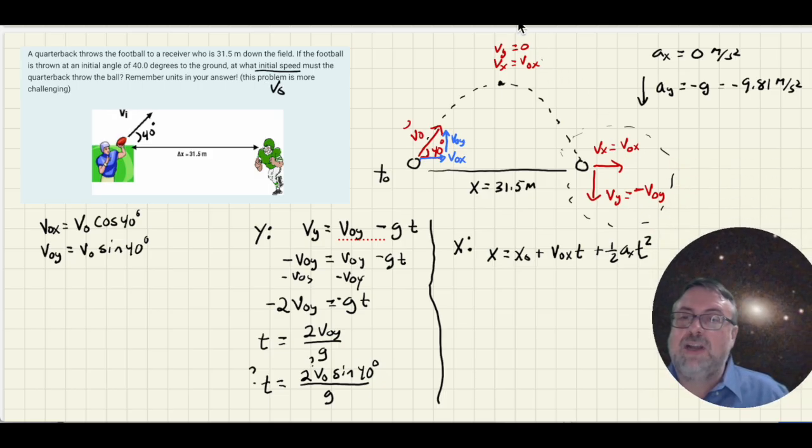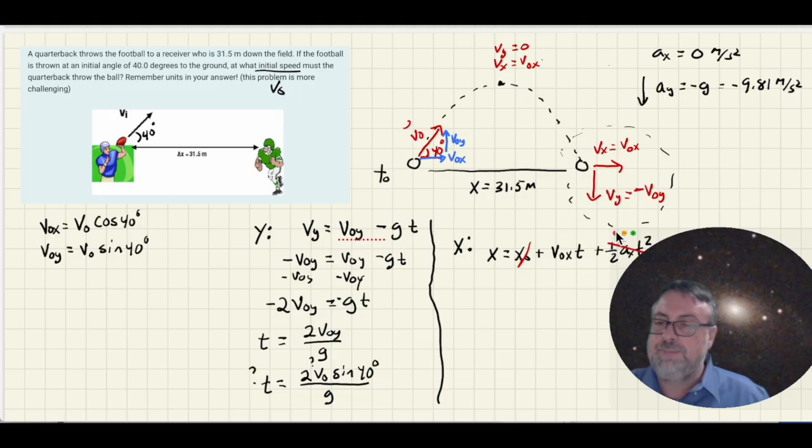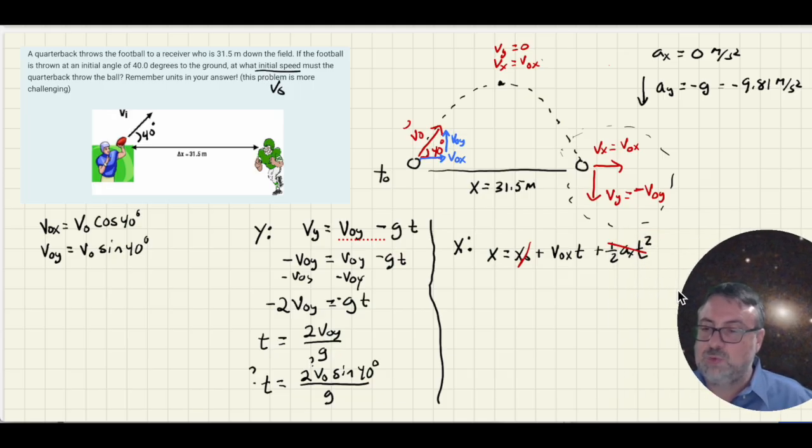So I'm going to cross out the things that are 0. Do that, I put my origin at the beginning. I'm going to start with no x displacement, and my acceleration in the x direction is 0, so that crosses out this complete term. Sorry about that. Now V naught x is what remains, so that crosses out that term. So my x equation becomes easy. X equals V naught in the x direction times time, or that the time is going to be equal to x divided by V naught x, or time is equal to x divided by V naught cosine 40 degrees.